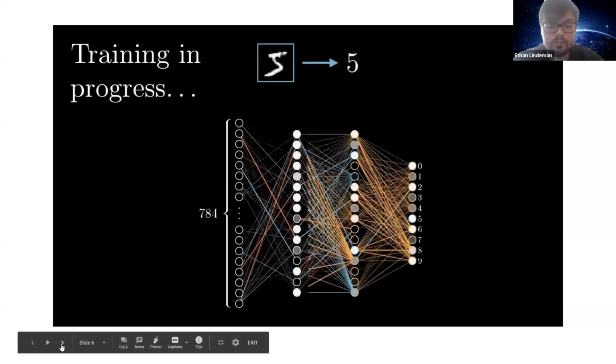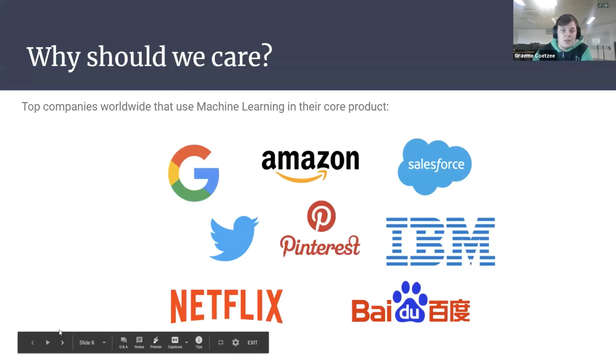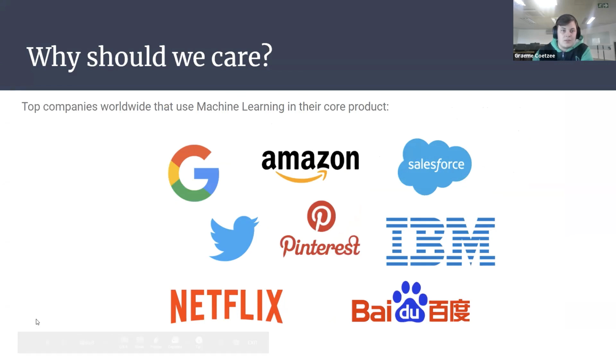Okay. Going to move on to the next slide. Yeah, as you mentioned, we're doing supervised learning. We're doing image classification. And then why should we care?